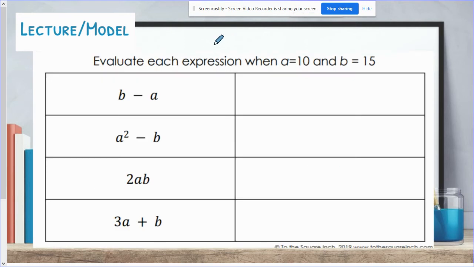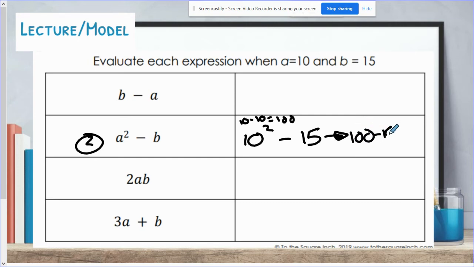Evaluate each expression where a equals 10 and b equals 15. I'm only going to do a couple of these. We're not going to do all of these. All right, I'm going to skip down to the second one. a squared minus b. So we're going to plug in 10 for a. So 10 squared minus 15 for b. We know that 10 squared is the same as 10 times 10, which is 100. So this would be 100 minus 15, which is 85.